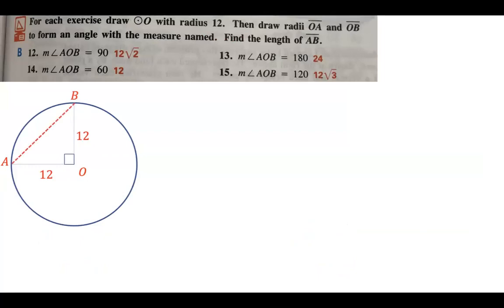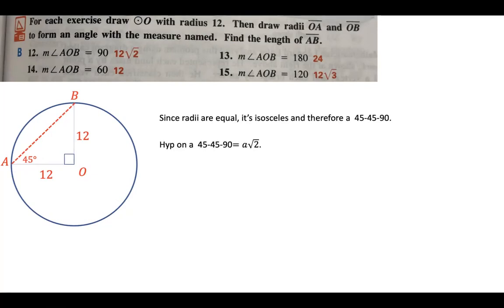So AB is a chord, and let's see, I made a triangle. In fact, I made an isosceles triangle, and we know that an isosceles triangle like that is a 45, 45, 90. Further, we know that for 45, 45, 90, the hypotenuse is equal to a root 2. We've got one of the legs is a, and if a is 12, then that means the hypotenuse is 12 root 2. So that's number 12.